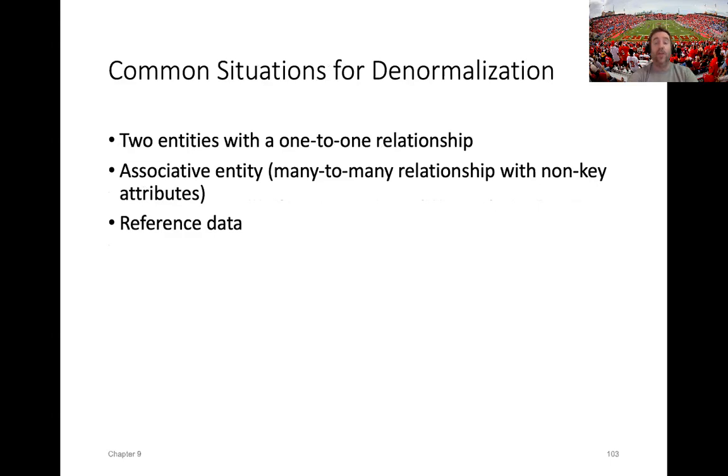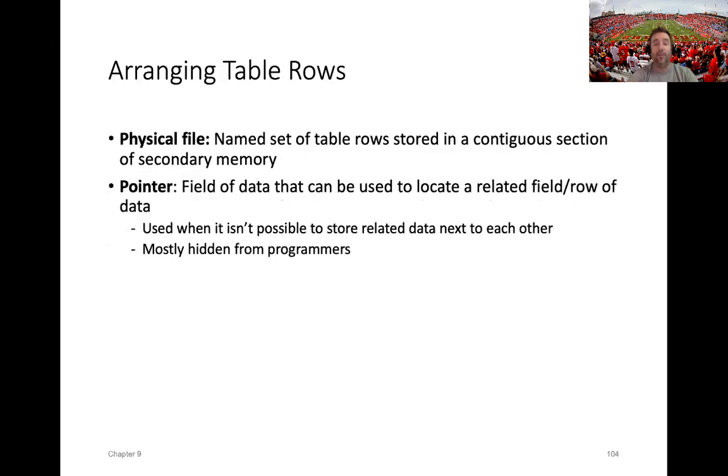If you have two entities with a one-to-one relationship, or an associative entity with a many-to-many relationship, i.e. a gerund, then that might be a common situation for denormalization. Or where you have data that is reference data.